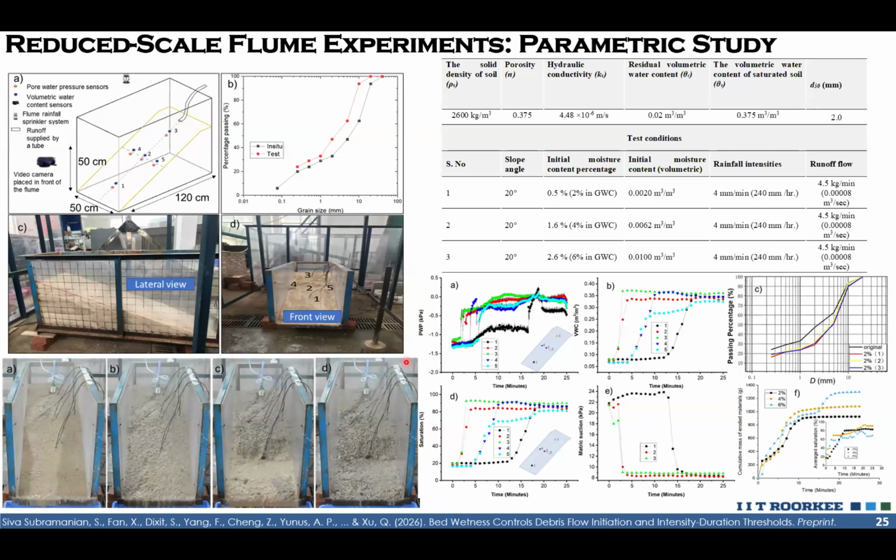And similarly, we designed a smaller flume with different debris flow deposits, where the grain size is not that much larger, as we did for the Himalayan case. In this case also, for different initial moisture content, different initial volumetric water content, the same amount of rainfall is supplied, and we could see there is a sensitivity to initial moisture content.